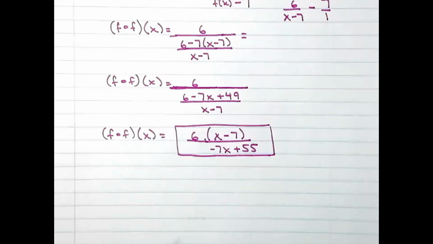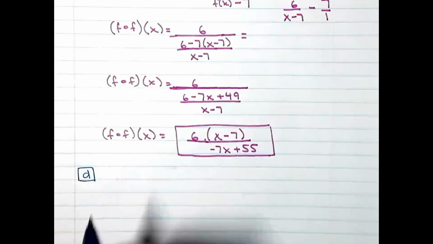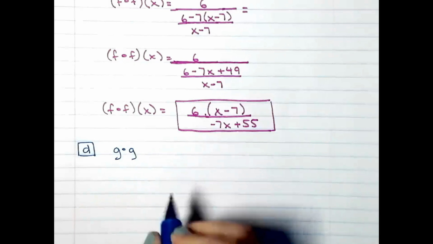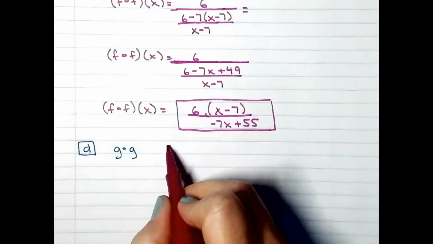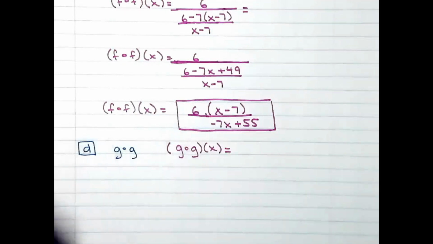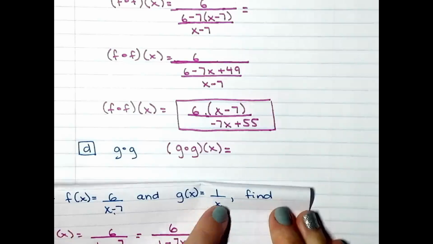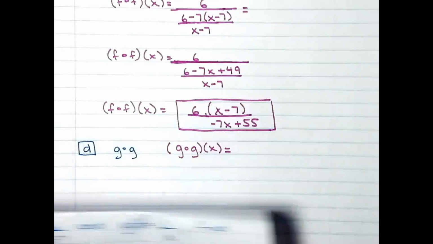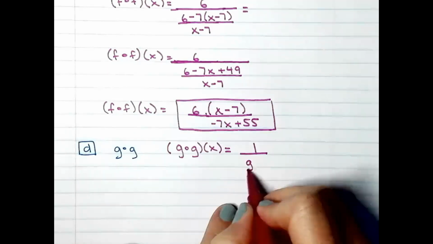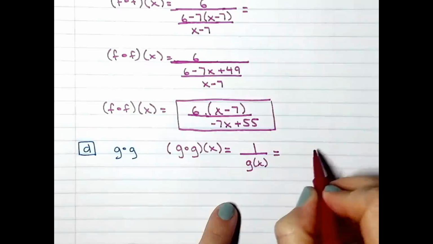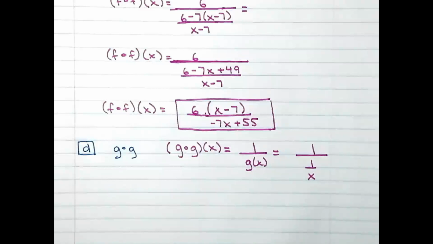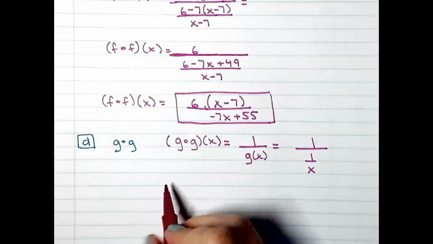Okay, last one. D. You'll never believe what we're going to do. Yep. G compose G. So G compose G of x. Function G from the other page is 1 over x. And I will replace x with the function G of x. And the function G of x is 1 over x. Okay, but this is going to be the easiest of them all.